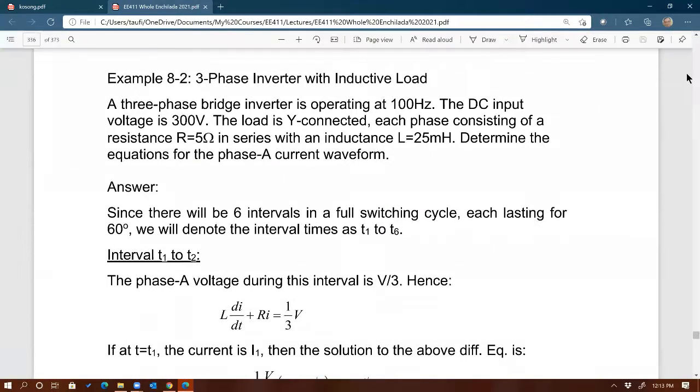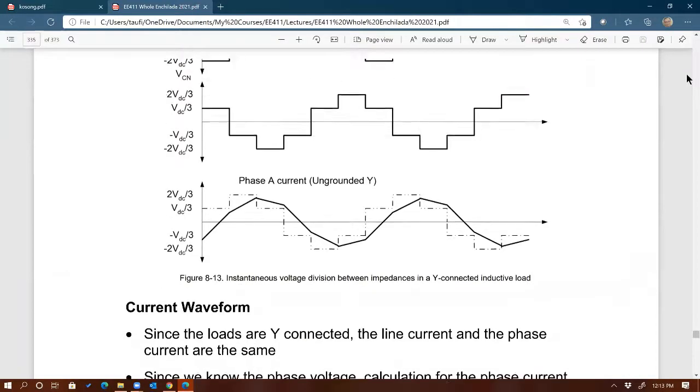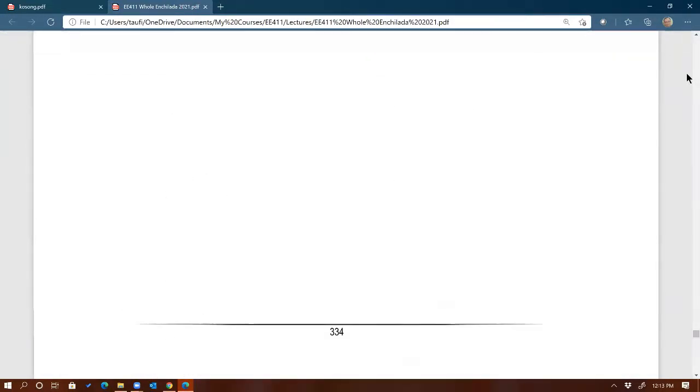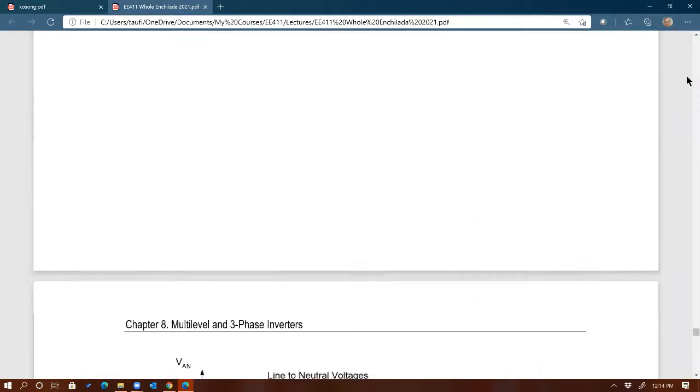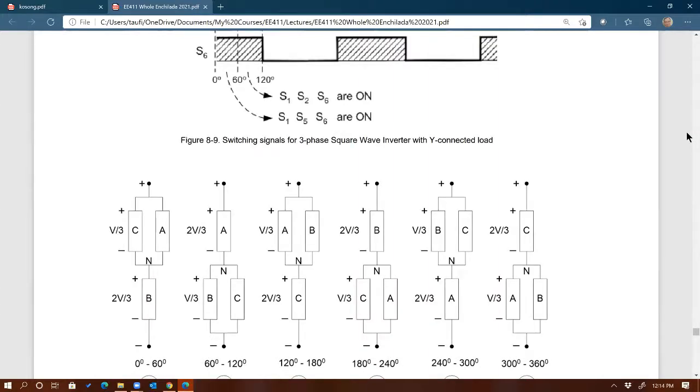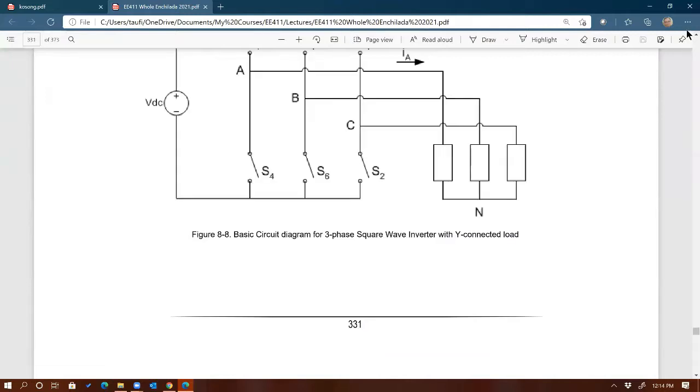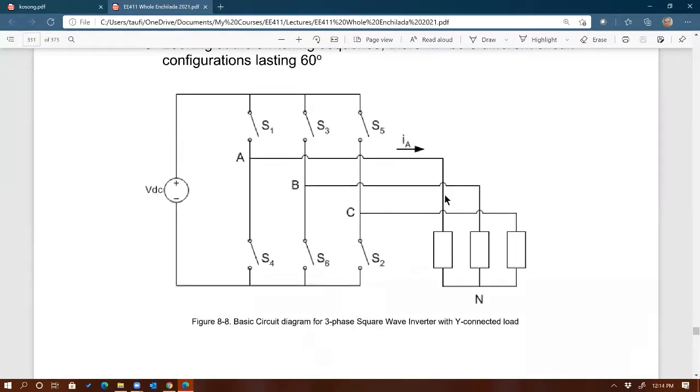All right, so we did the three-phase Y-connected inverter. Let me go back to the previous page here. This one. All right, so here's the topology for the three-phase, 6-step inverter. And last time we looked at this, and we can see that the load is Y connected.